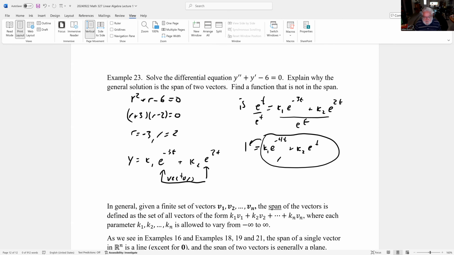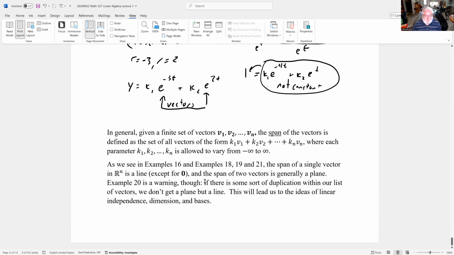And this can't happen because this right-hand side is never constant for choices of k1 and k2, unless you take k1 and k2 to be equal to 0, but then the right-hand side would be 0 and not 1. So there's a function that's not in the span. E to the t is not in the plane defined by those solutions. And big surprise, e to the t not being in the span means that e to the t is not a solution to this differential equation. Any function that's not in the span of e to the minus 3t and e to the 2t is not a solution. So linear algebra gives us a nice way to talk about solutions to differential equations.